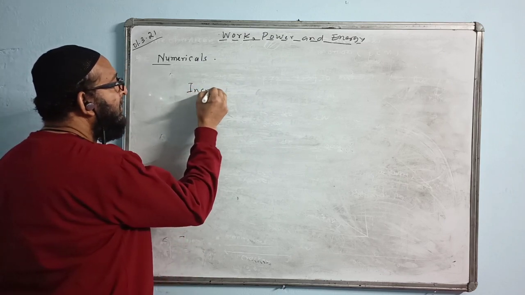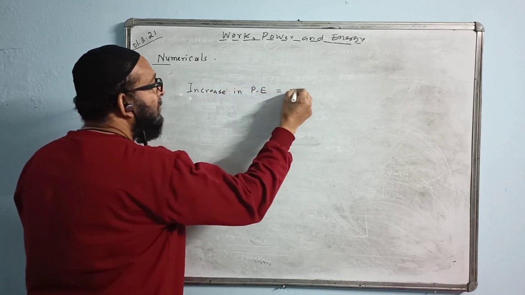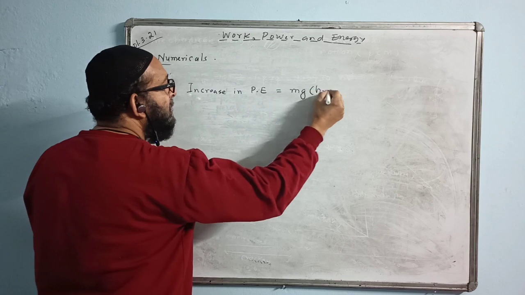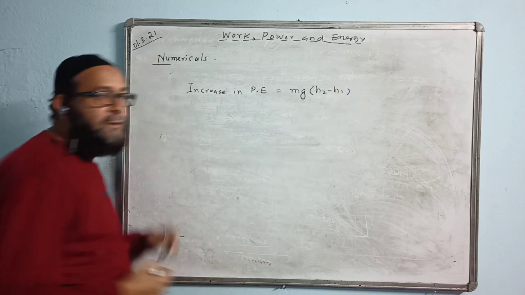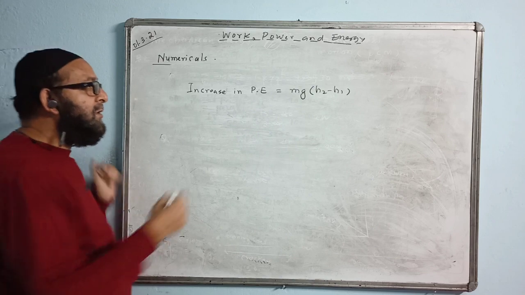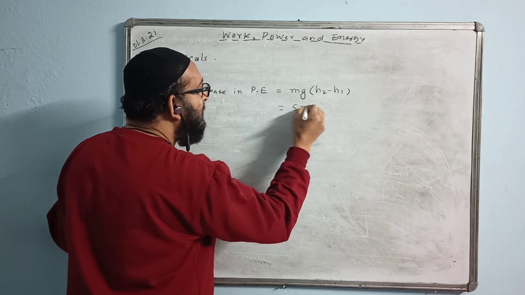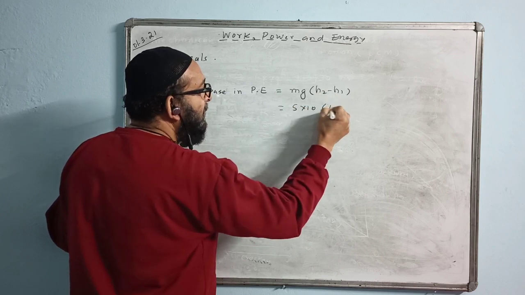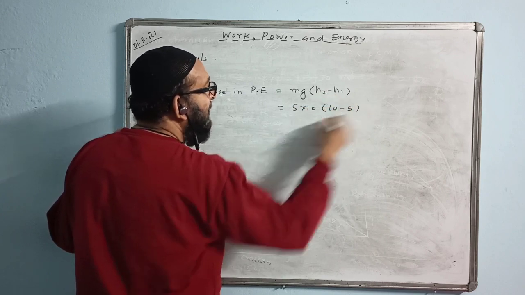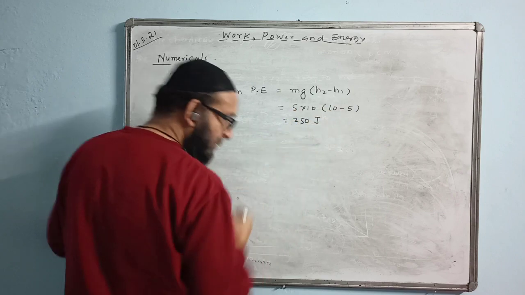We do directly that the increase in potential energy will be equal to mg(h2 minus h1), that is, final potential energy minus the initial potential energy. We can put the values. Mass is given as 5 kg, g value is 10, h2, the final height, is 10 and the initial height is 5. So 10 minus 5, 5 times 25, so 250 joules is the answer.